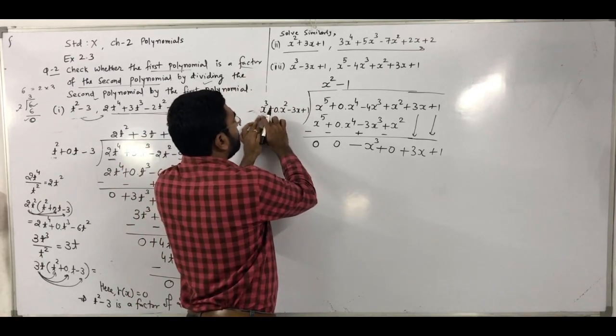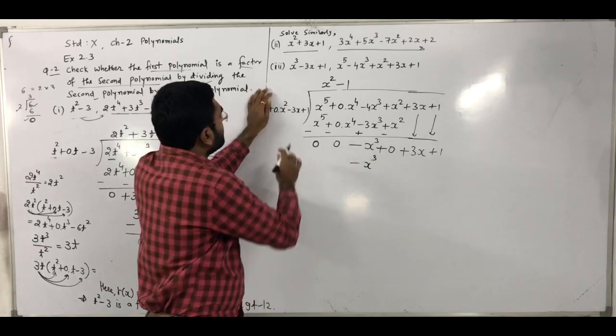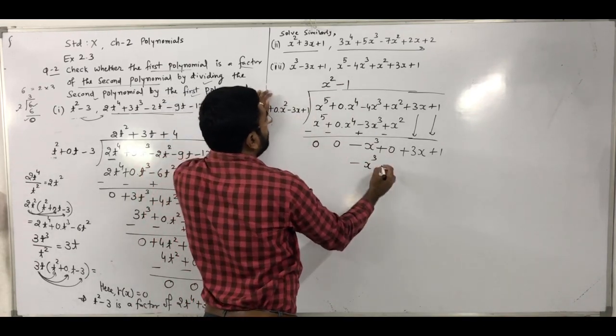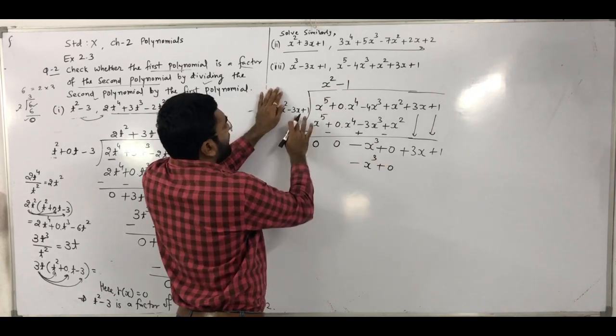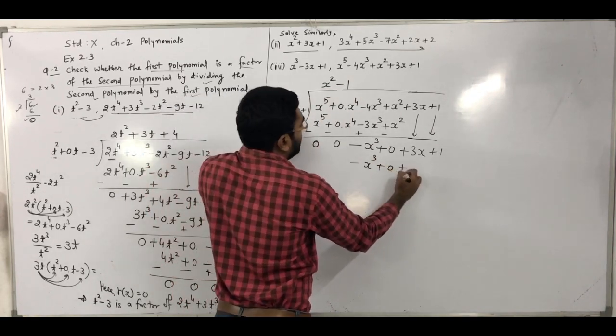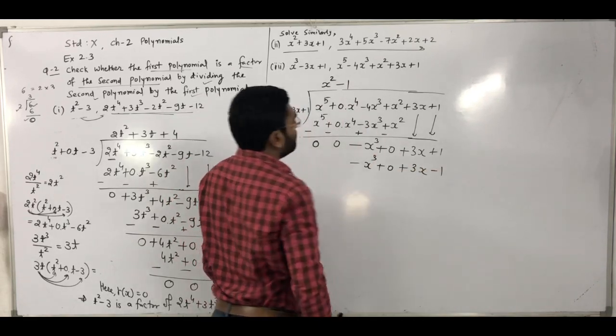So one by one we multiply x cube into minus 1, so it is minus x cube. 0x square into minus 1, so we get 0 into any term, so it is 0 only. Minus 3x into minus 1, so plus 3x. Plus 1 into minus 1, so we get minus 1.